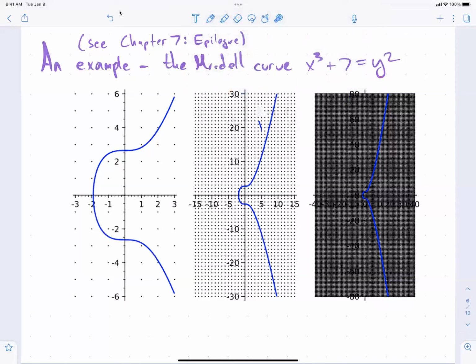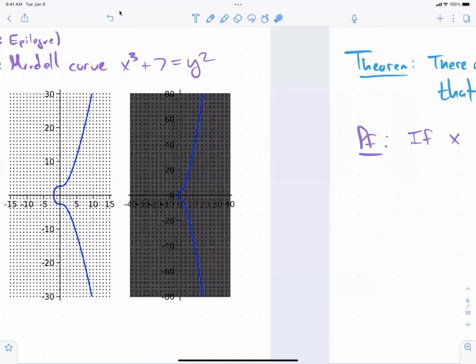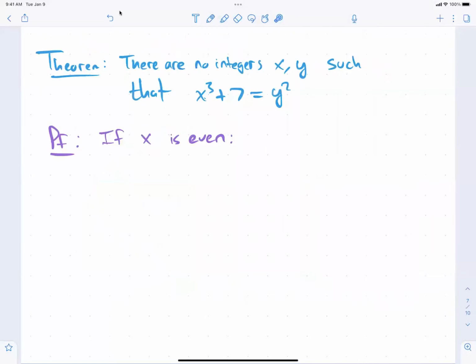If I draw this out, here's a graph at one scale, then going to graph at higher and higher scales. And if you stare at these graphs, what you see is that it just misses all these integer points. So this curve never seems to hit these lattice points that have integer coordinates. And it turns out this is really true: there are no integers x and y such that x cubed plus 7 is equal to y squared. In other words, there's no square that's 7 more than a cube.